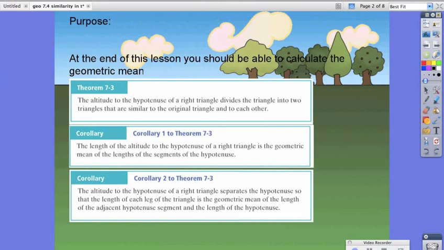Corollary 2 states that the altitude to the hypotenuse of a right triangle separates the hypotenuse so that the length of each leg of the triangle is the geometric mean of the length of the adjacent hypotenuse segment and the length of the hypotenuse. So I know that sounds like a lot of words, but we're going to break that down in the next slide just to make sure we all understand.